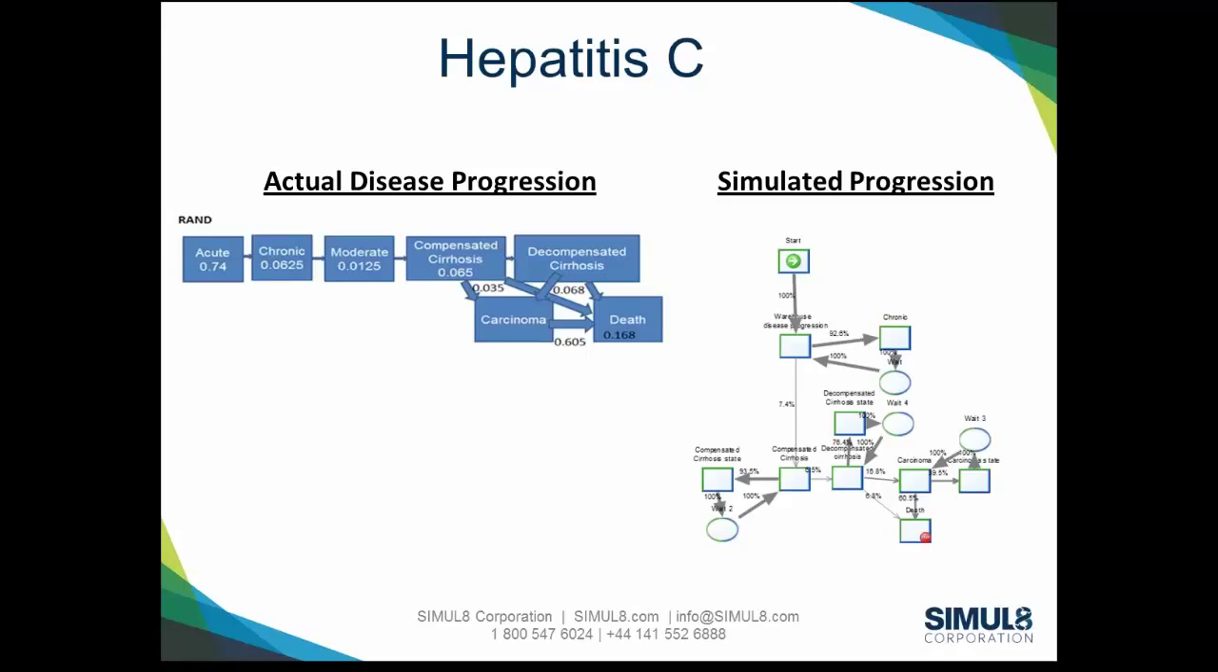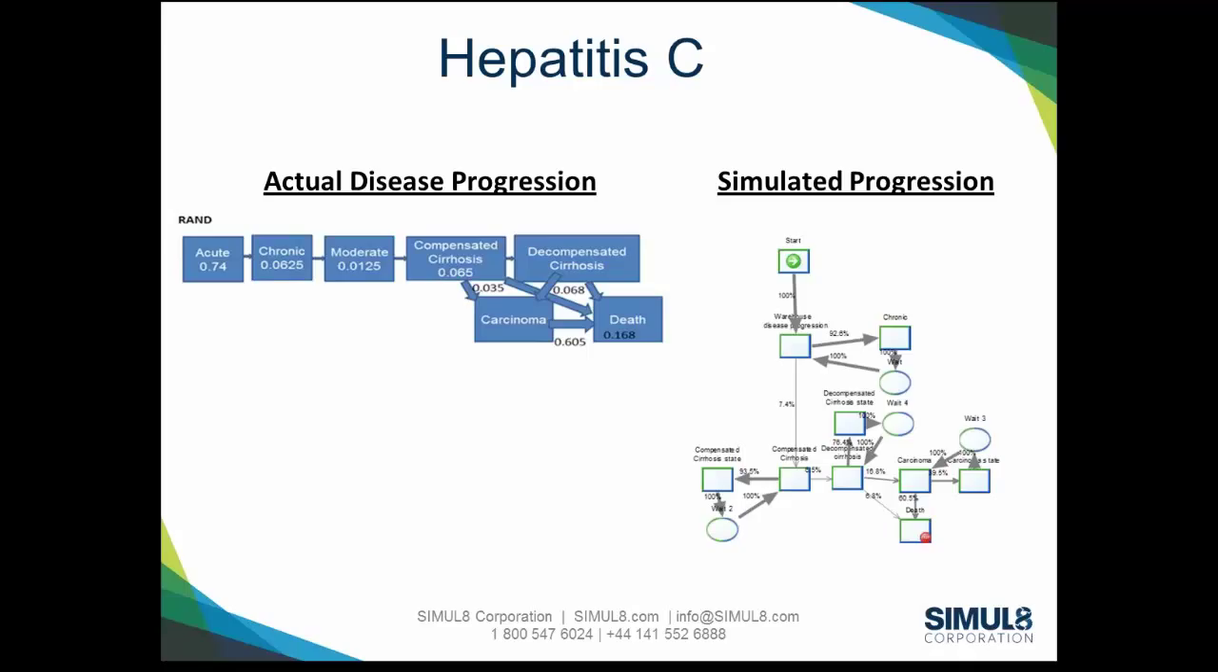Hepatitis C is another example of this. So we're looking at progression of disease here. On the left-hand side, you've got the diagram from the published research on disease progression, and you can see how that's then been turned into a simulation model. Now, the purpose of this particular model was to look at the impact of treating people with hepatitis C.